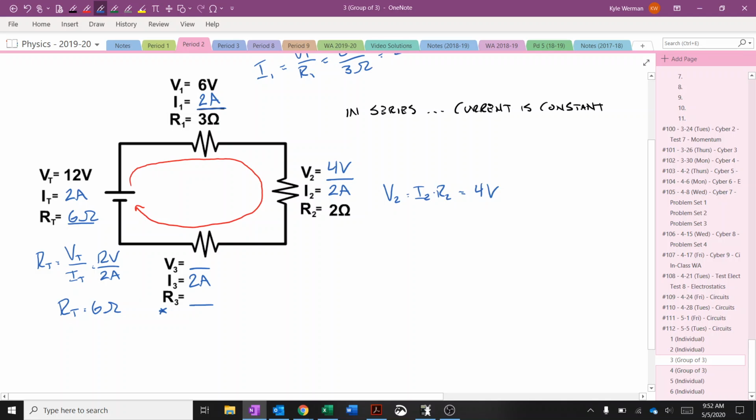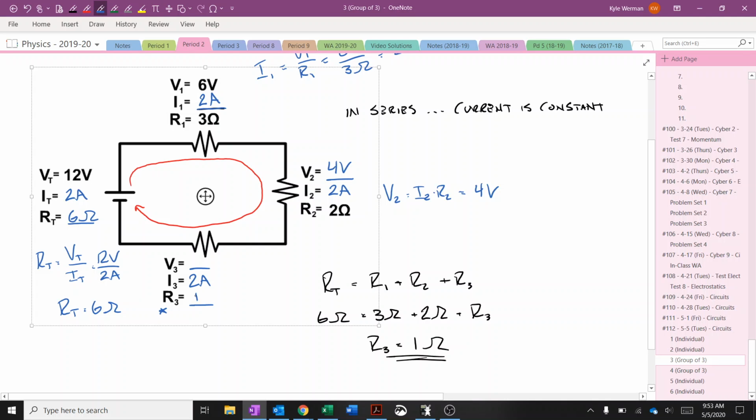I want R3, and now I know the total resistance, and I know 2 of the other resistances, right? Req, or R total, in the way they wrote it, is equal to R1 plus R2 plus R3, and I know everything here. I know I have 6 ohms is the total resistance, R1 is 3 ohms, R2 is 2 ohms, and I'm missing R3. And when I solve for that, I get R3 equal to 1 ohm of resistance. All right, so I can write in 1 ohm.